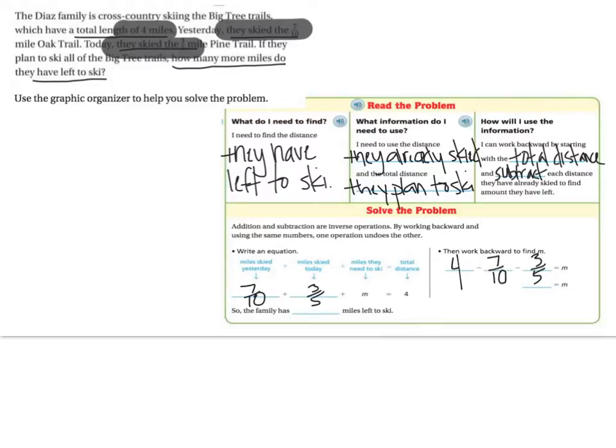I'm going to start with 4 minus 7/10. 4 can be turned into a fraction by putting it 4 over 1. I have 4 wholes. These denominators are not common, so I need to find common denominators. I know that 10 and 1 both have 10 as a common multiple.